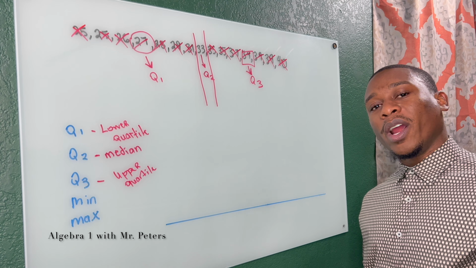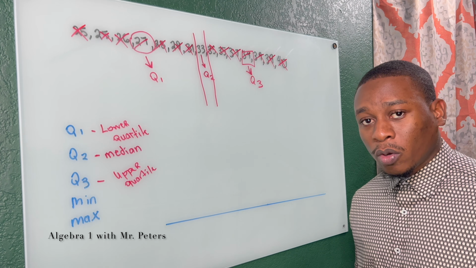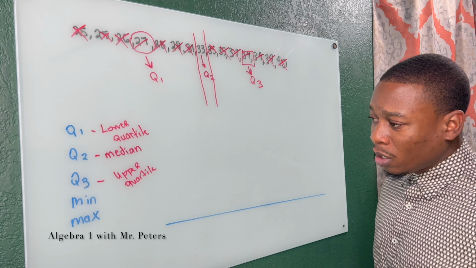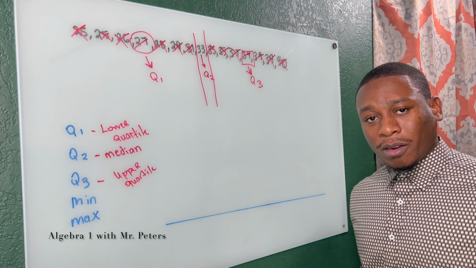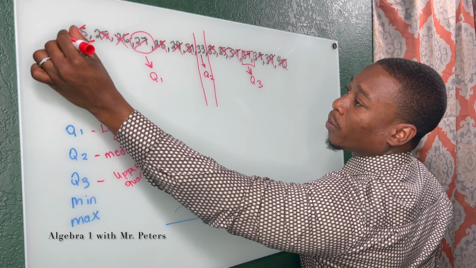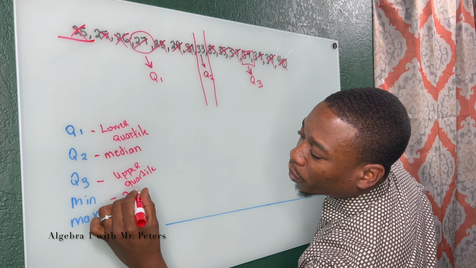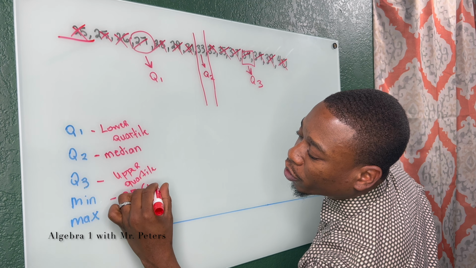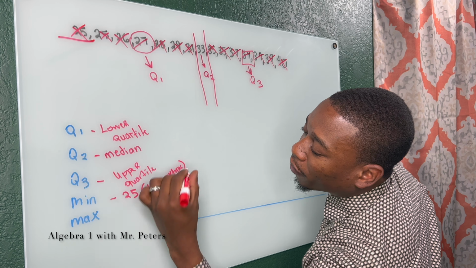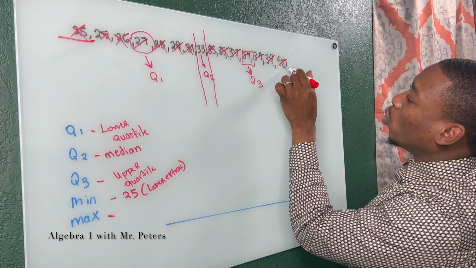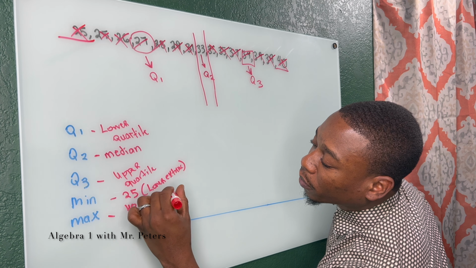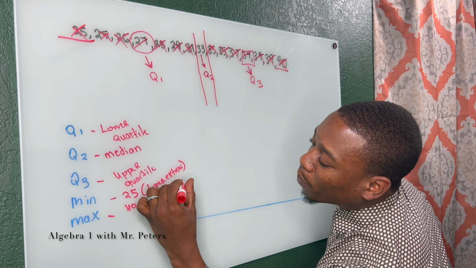Now, why are these points important? One, when we create our box and whisker plot, we have Q1, Q2, Q3. So after we identify those, there's something else we need to get, which is the minimum value, which is 25, also referred to as the lower extreme. And then we have the maximum value, which is just 40. And this is going to be considered the upper extreme. So we've got most of the important information.